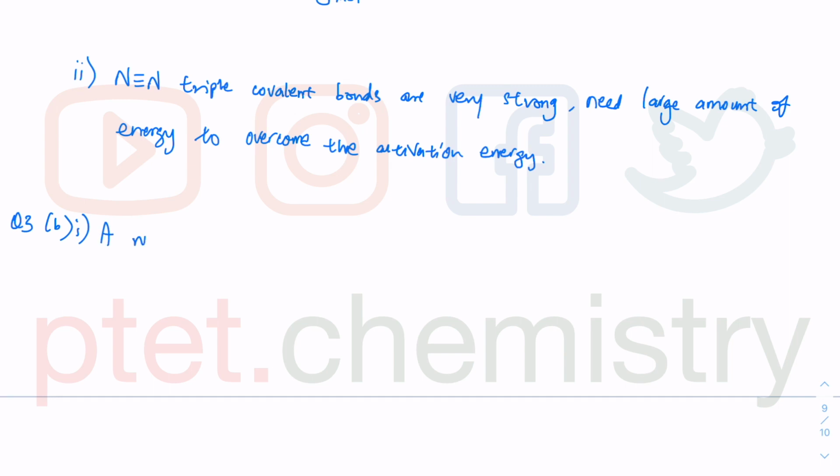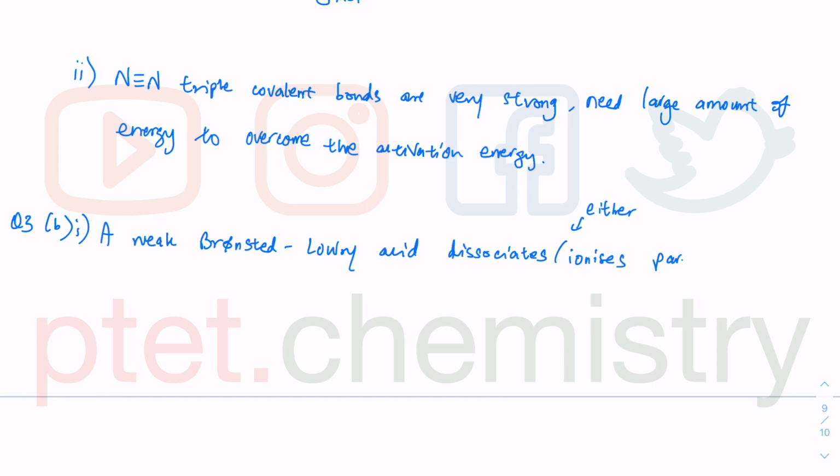So we can be thinking about a weak Bronsted-Lowry acid dissociating partially. Some people don't like the word dissociate. You can use the word ionizes. Just choose either one. We say partially. Some people don't like partially. You can choose reversibly. Again, just choose either one. But the next one, you can't really choose it.